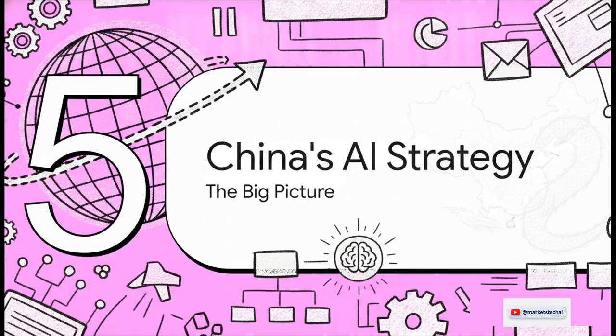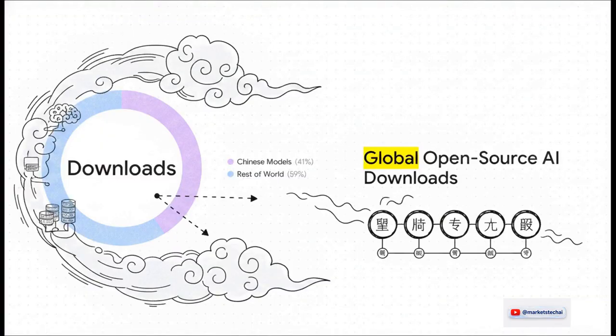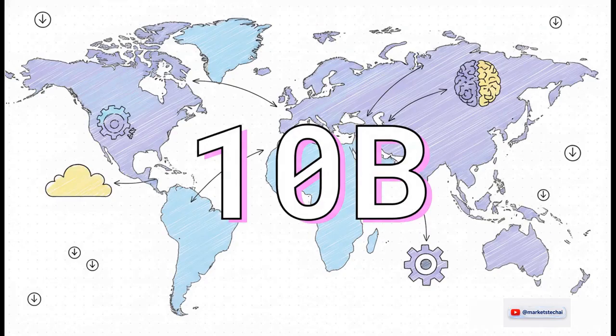Section 5. China's AI strategy. The big picture. Let's zoom out for a second, because according to Hugging Face, Chinese-developed models now account for a staggering 41% of global open-source AI downloads. The top 6 most called large language models worldwide are currently developed by Chinese teams. In fact, cumulative downloads of Chinese open-source AI models have exceeded 10 billion worldwide.